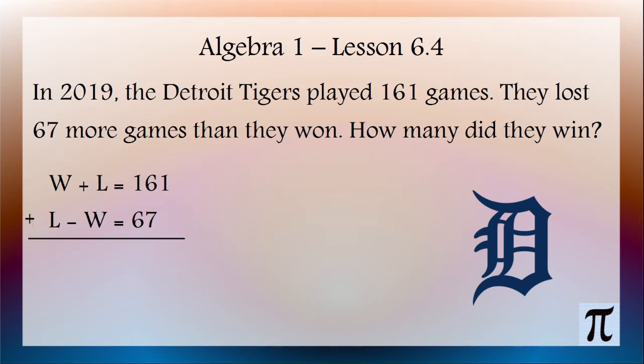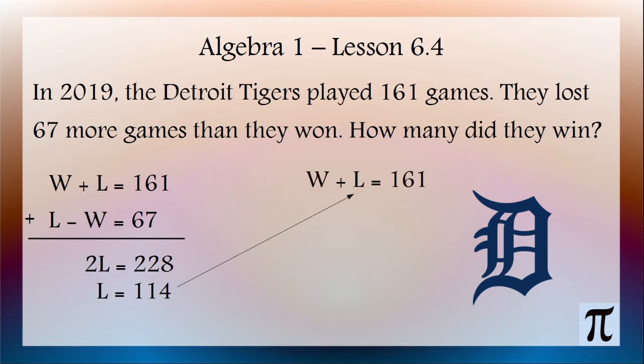So for this system of equations, we can simply add them together in stack 'em style. The w's would cancel out, and we would be left with 2L equals 228, or L equals 114. So they lost 114 games in one season. We also know that their wins plus their losses equals 161, so we can substitute in the losses, 114, and solve for W, so we know they won 47 games.